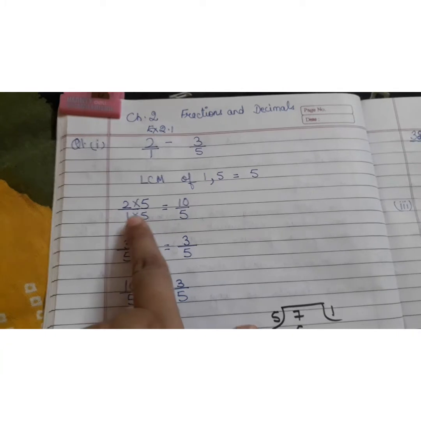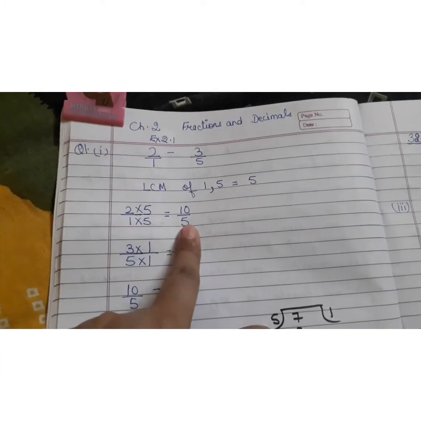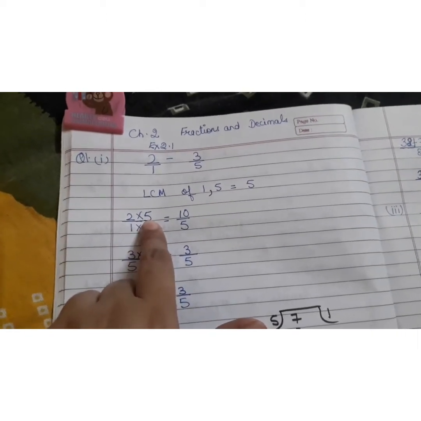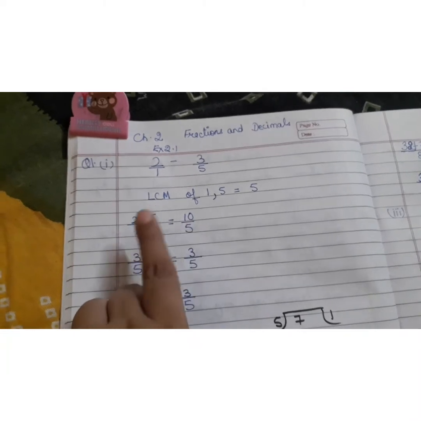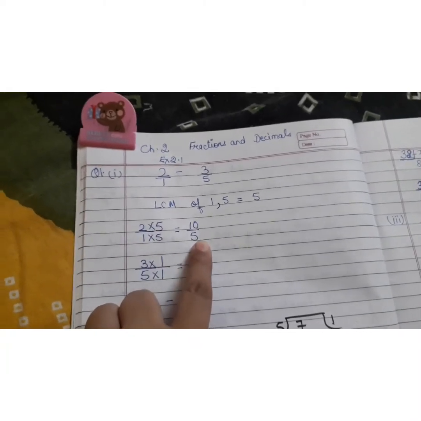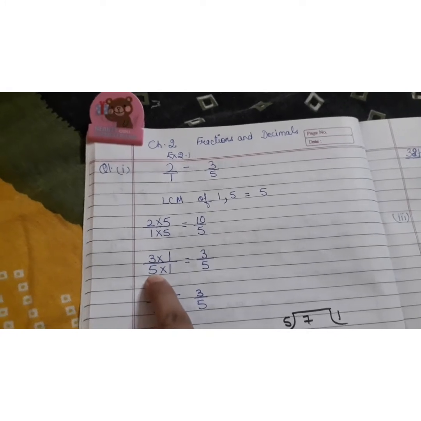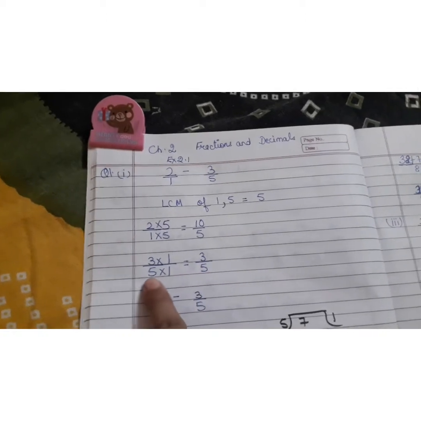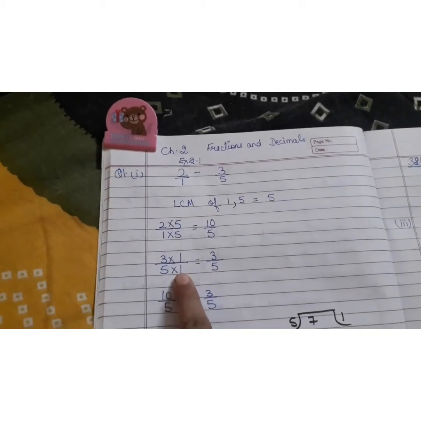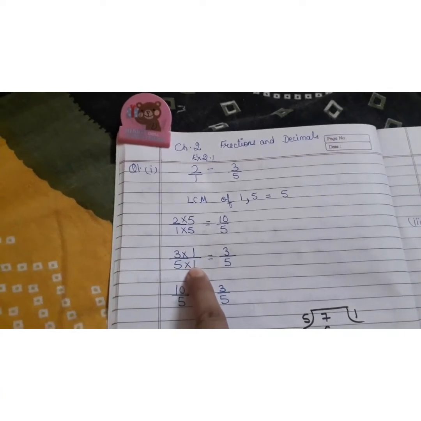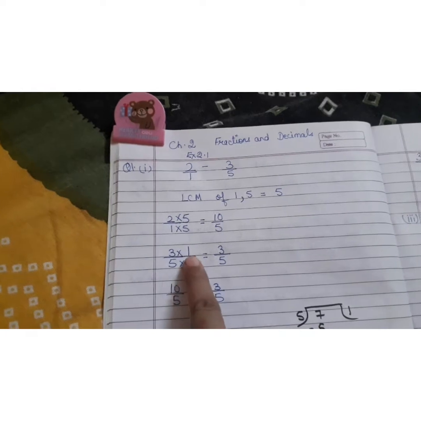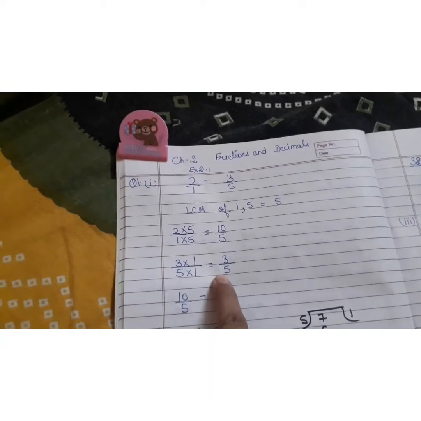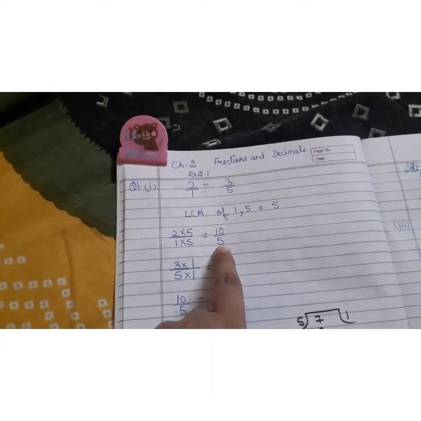2 by 1 multiplied by 5, you will get 5 here. If you multiply with 5 here, you will have to multiply with 5 here also. So you will get 2 into 5, 10, and 1 into 5, 5. Again write down the second fraction, that is 3 by 5. Write down the LCM number here and then multiply with 1. If you multiply with the 1 in the denominator, you will have to multiply it in the numerator also. So you will get 3 ones are 3, 5 ones are 5. So finally you will get 10 by 5.